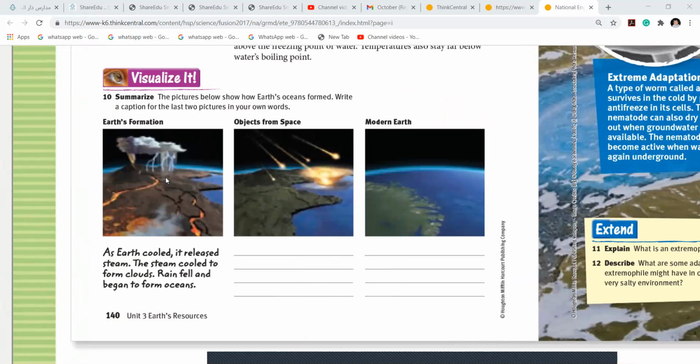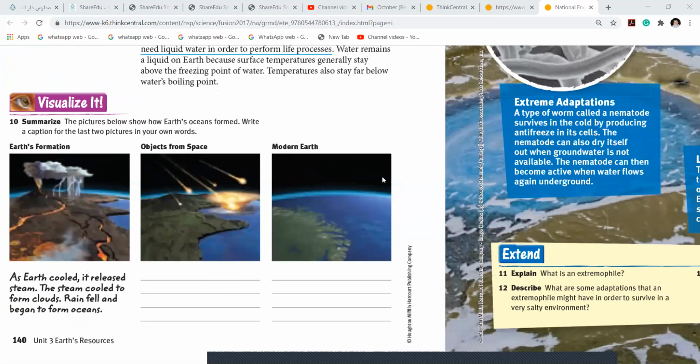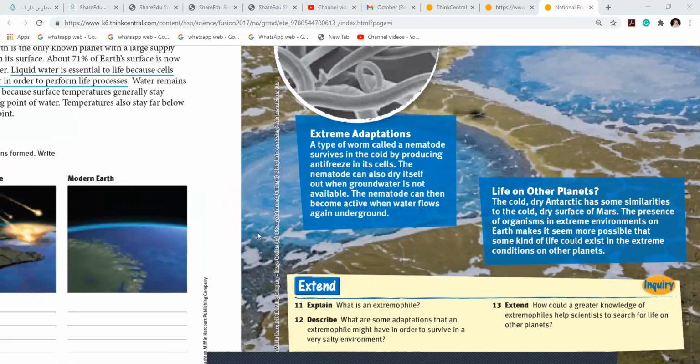They have shown how the Earth formed, see how the ocean formed and how the modern Earth is.